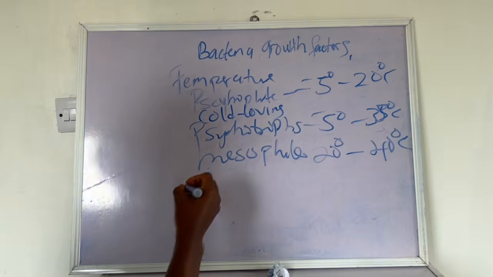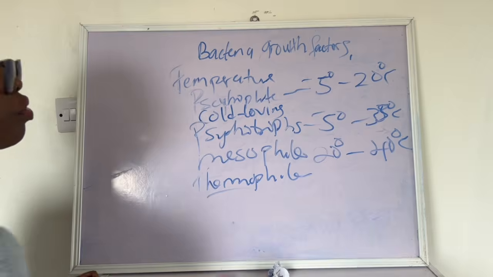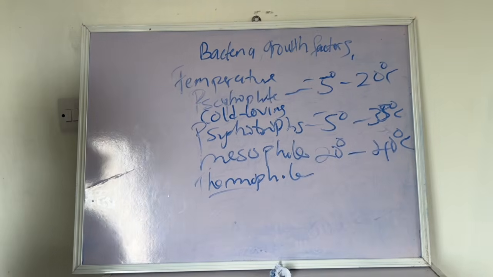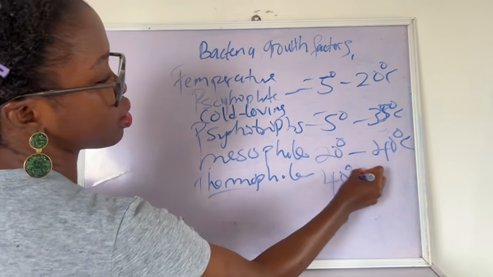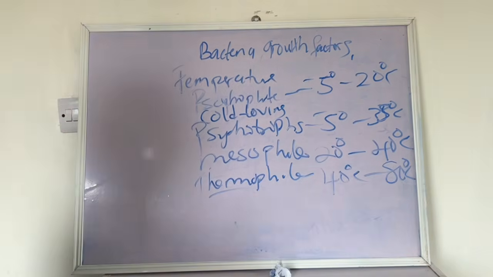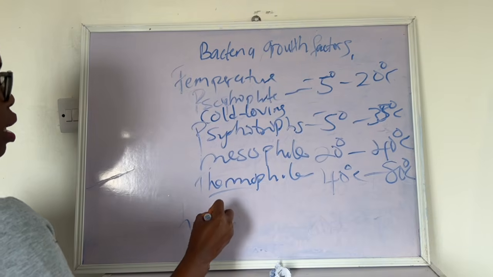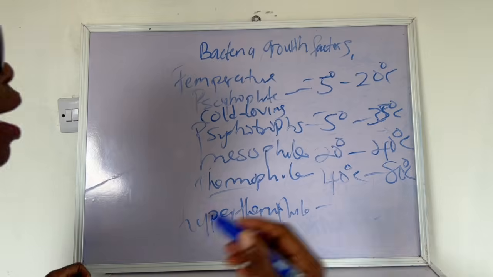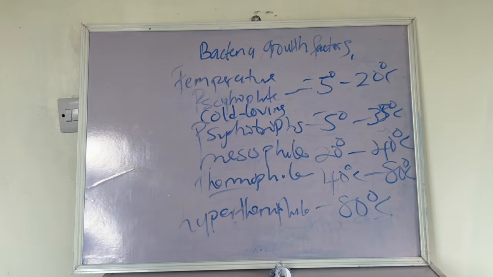Now, the next we have our Thermophiles. Heat-loving, from the word thermo, heat-loving. These organisms are heat-loving organisms, and they grow best at a temperature between 40, some textbooks might still say 45, to 80 degrees Celsius. You can find them in hot springs. The next group we have are the Hyperthermophiles. From the name hyper, they love extremely hot environments, and this is above 80 degrees Celsius.